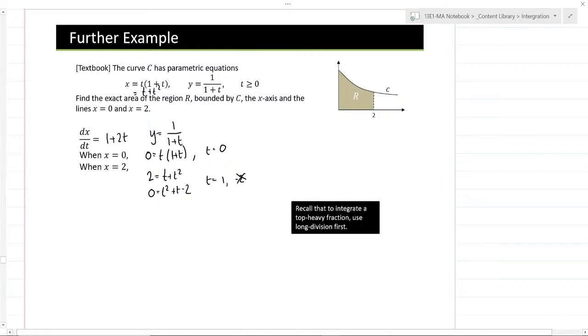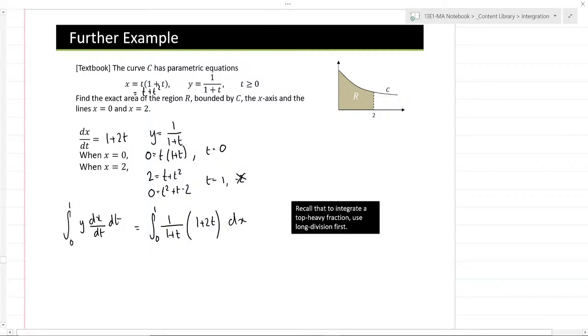The next thing we need to do is to sub it into the integral between 0 and 1 of y dx by dt, which is equal to the integral between 0 and 1 of y, which is 1 over 1 plus t, times by dx by dt, which is equal to 1 plus 2t, is it? Everybody happy with that? dt.